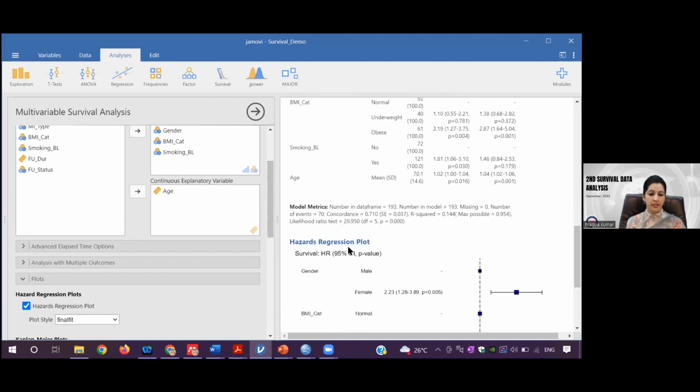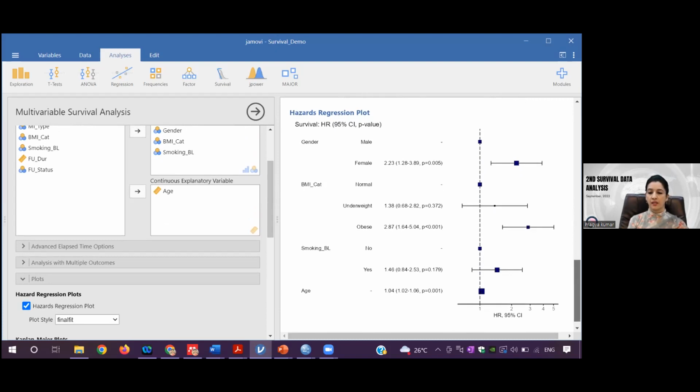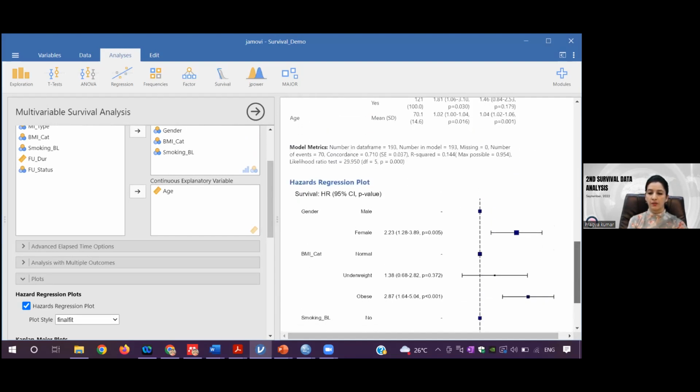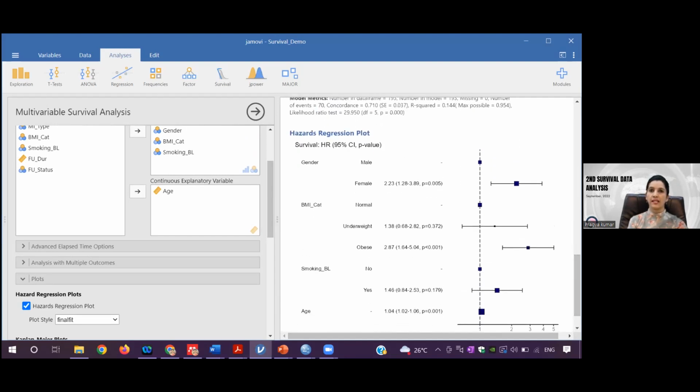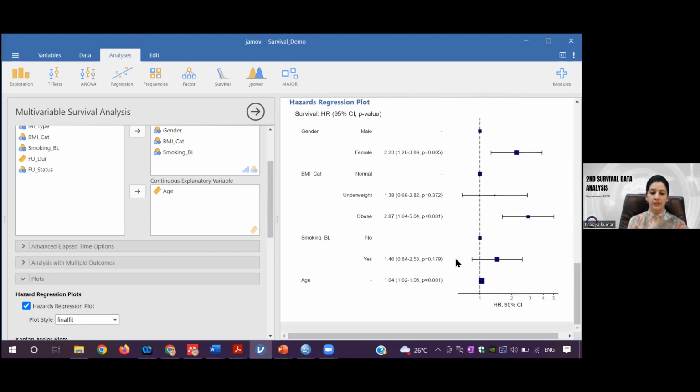And this hazard plot is one beautiful plot which comes, and you will see these days many articles report this diagram as the adjusted hazard. You can see this. So it is for the age, it is for the smoking, this is for the obesity, and this is for the gender. So this picture you can paste instead of the table. If you don't want to give this table, you can give this picture also.